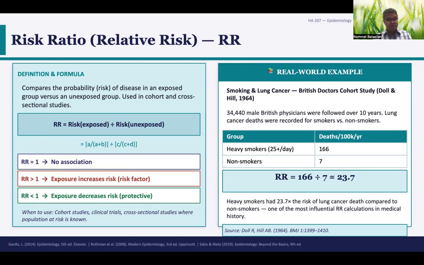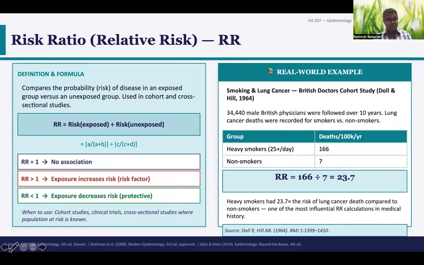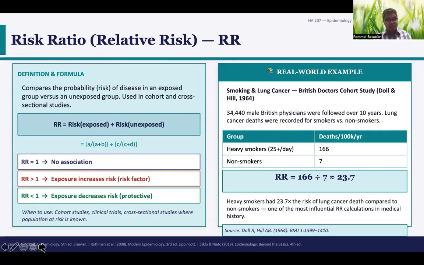So if you go back to our 2 by 2 contingency table, it is A, the number with the disease who are exposed, over the sum of all those who were exposed, divided by the number with the disease who are not exposed, over all individuals who are not exposed. So that is the risk in the unexposed.